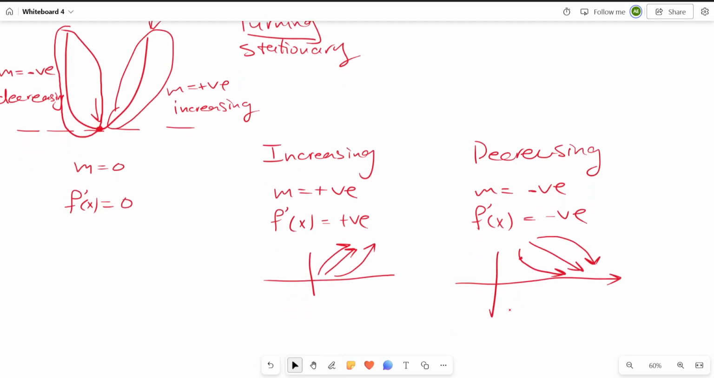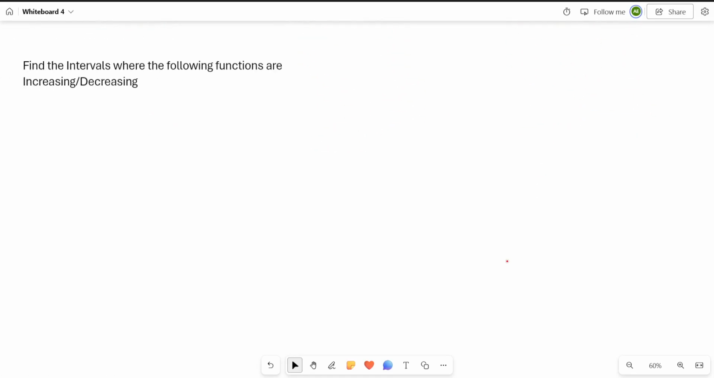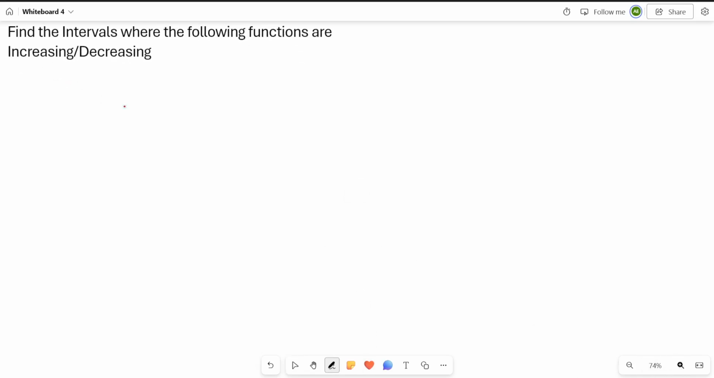So some functions have an interval where the function is increasing, where it has a positive gradient, and an interval where it's decreasing, having a negative gradient. So let's take a look at how we can find those intervals. Let's start by solving an example. Let's say we have a function y equals x squared minus 2x minus 15, and we're asked to find the intervals where the function is increasing or decreasing. We know that the point where it flips is usually a turning point. So let's start by finding where the turning point is.